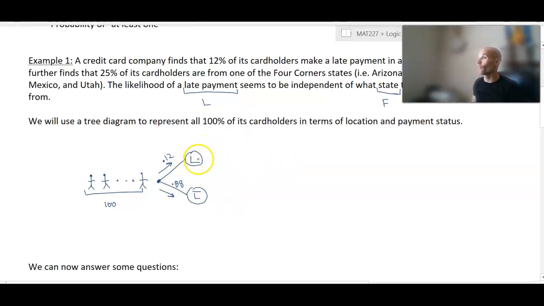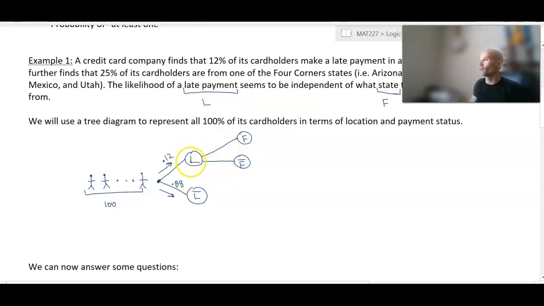From there, we'll further split them out, right? So notice that these add up to 100% of all people. There's no alien abductions going on, nothing like that. So the people who have made a late payment, still, we'll ask them, okay, if you're from Four Corners, move to the top. If you're not from Four Corners, F complement, move to the bottom. Okay, if they're like, well, I'm from Washington, where do I go? Well, you go down this path because that's not part of the Four Corners.